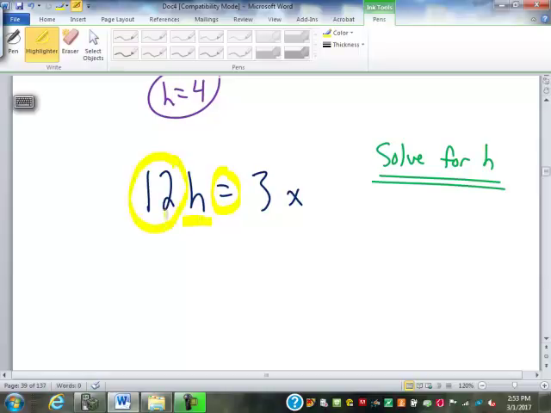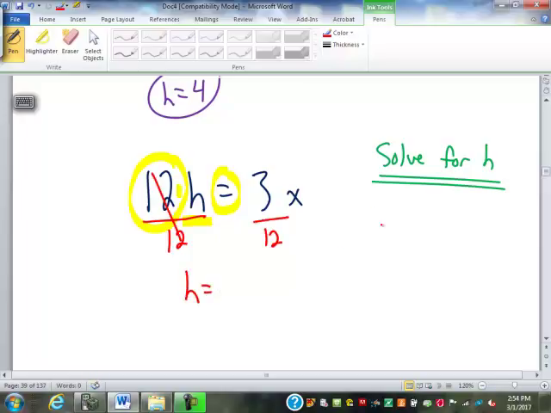That's going to be the 12. And what operation is tying the 12 to the h right now? Well, the 12 is multiplying the h. So to get rid of it, the opposite of multiplying is dividing. So we're going to divide by 12. That gets rid of that 12.